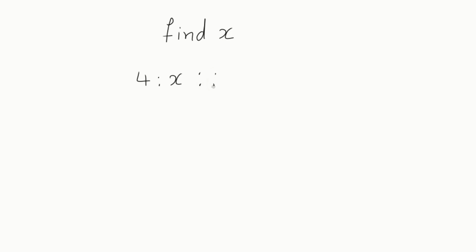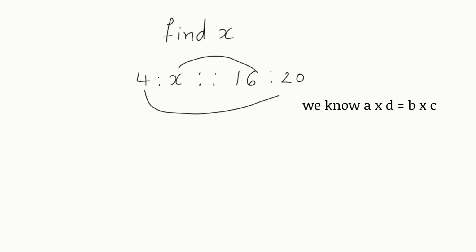Now the problem is: find the value of x. See, 4 is to x proportion 16 is to 20. So we all know that, as I already told you in the first part, a into d is equal to b into c. So here ad means 4 into 20 is equal to 16x.